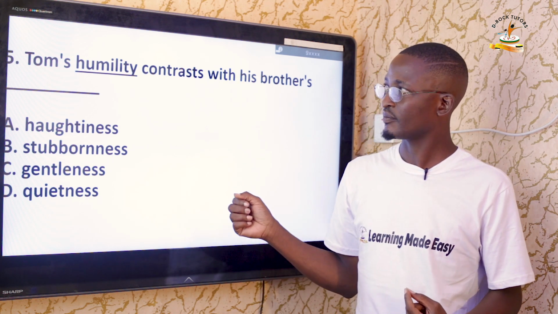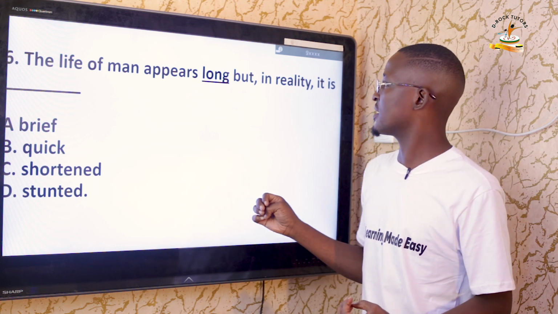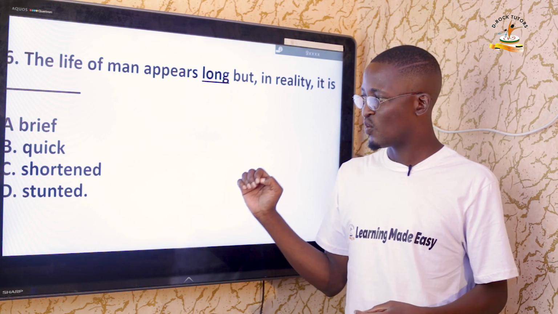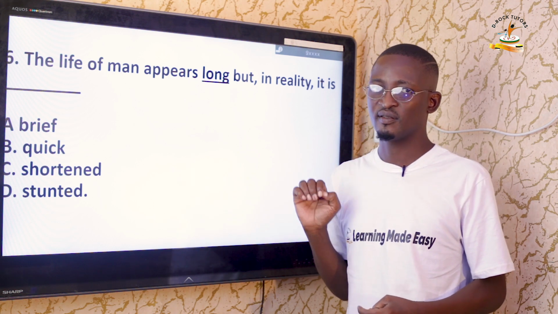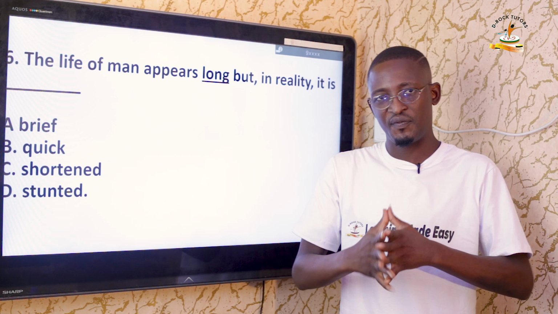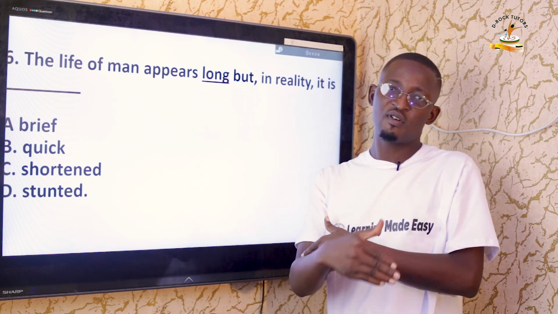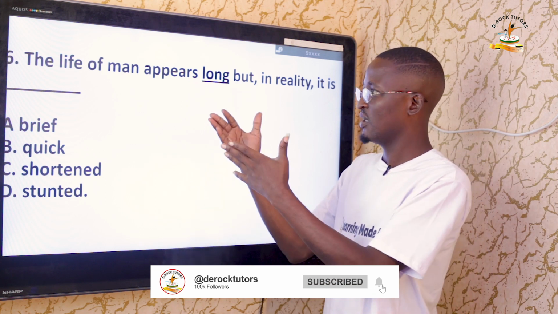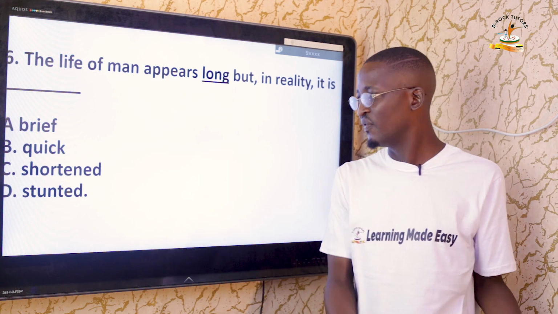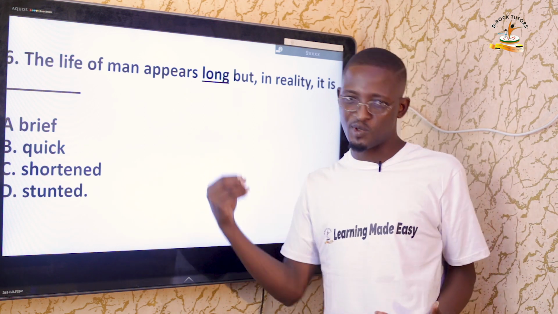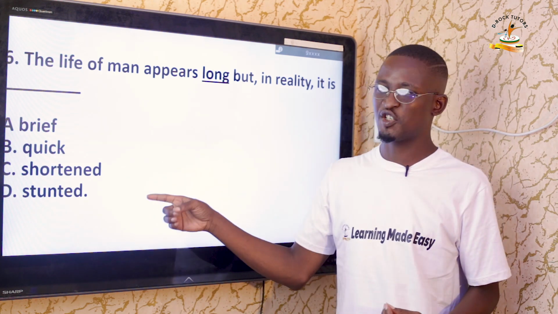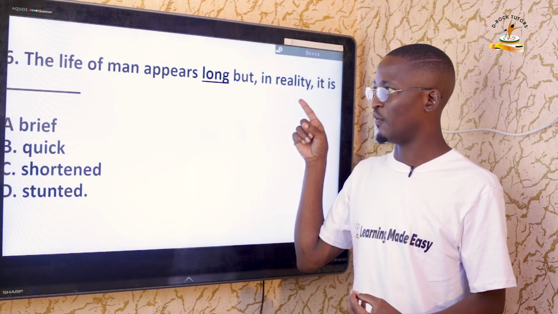So number 6. The life of a man appears long, but in reality it is dash. Brief, quick, shortened, stunted. Of course, this is why you often find most of the questions difficult. Because looking at the options, you can be very much confused. When you say long, the opposite, you can say quick, brief, stunted, and of course, at the same time, shortened. But you're talking about life now. And when it comes to life, then you have a shortened life as an opposite of long.